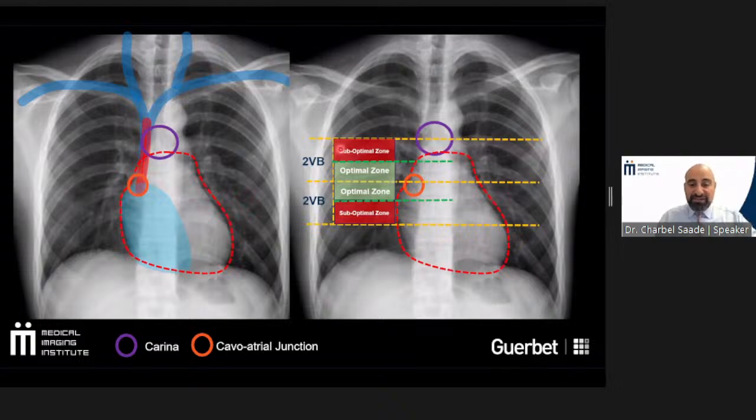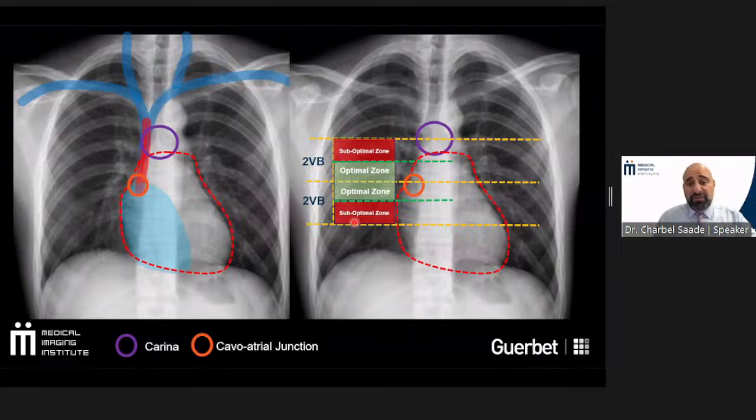Now, if I look at these zones, if I'm at the cavo-atrial junction, this is the optimal zone, if I'm a centimeter above or a centimeter below. But if I'm too high up in the SVC, this is suboptimal. Then your contrast delivery might be affected because maybe the line is affected. Here, again, if it's too far into the right atrium, this can also be a suboptimal zone and could be problematic for you.